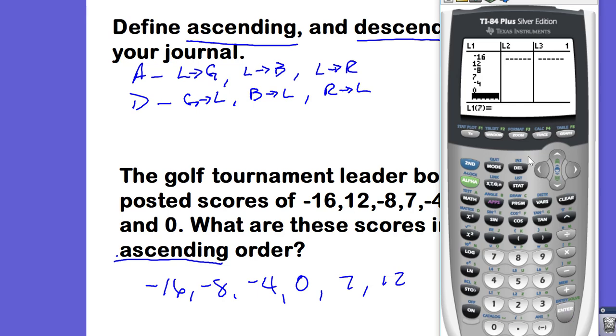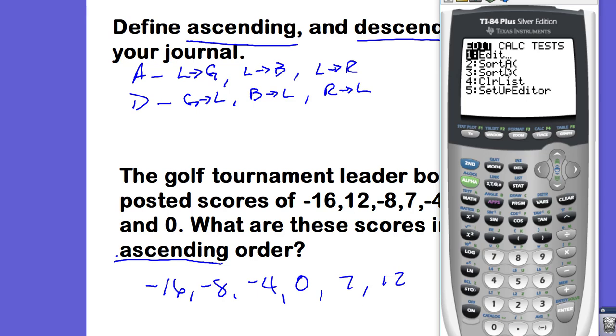Okay? Now, granted, this is not a big list to put in order. You could do that by hand, but it was a teachable moment just to show that the calculator can put numbers in a particular order. Okay, so I've got my numbers in my list, so I go back to stat, and you'll notice here we've got sort A and sort D. Well, the A stands for sort ascending, and the D stands for sort descending. So even our calculator has us understanding these two words, ascending and descending.